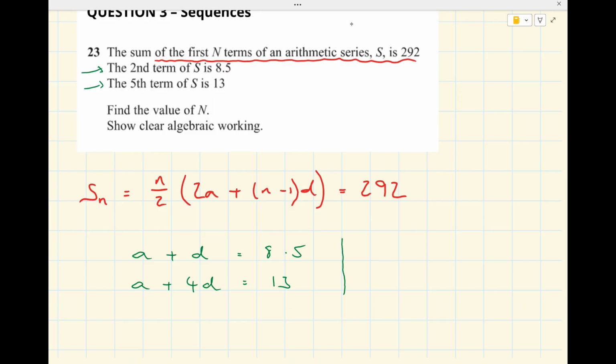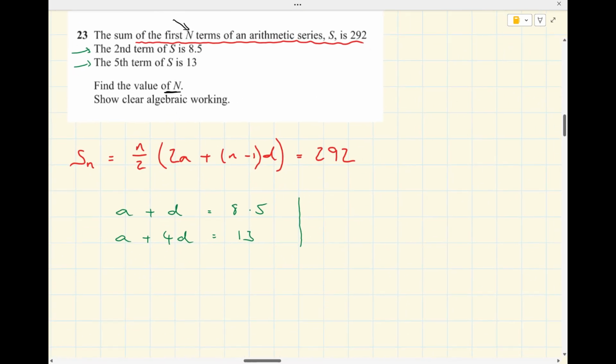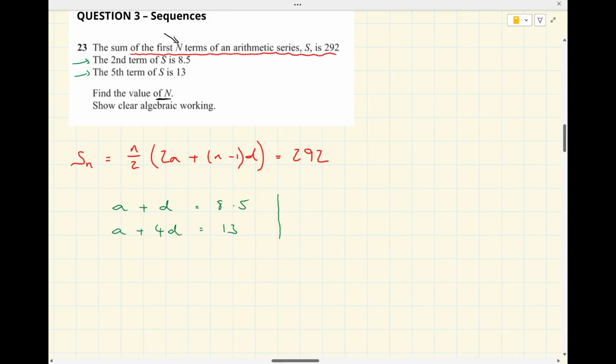Let's carry on and read the question. Find the value of n. Well, what was the value of n? Oh, the value of n comes from here, doesn't it? The sum of the first n terms is that. Let's leave that red equation for now, and let's just get on and do what we can. What I can do is solve these 2 green equations simultaneously to find a and d.